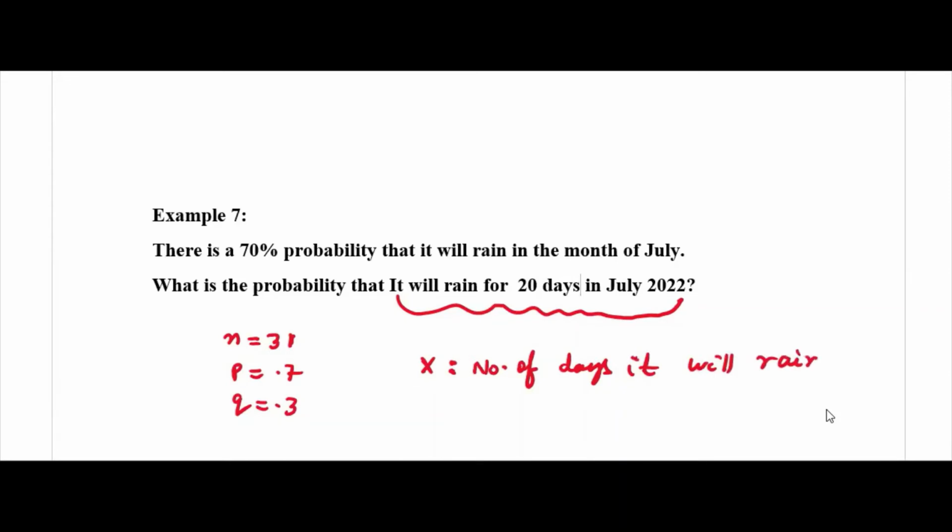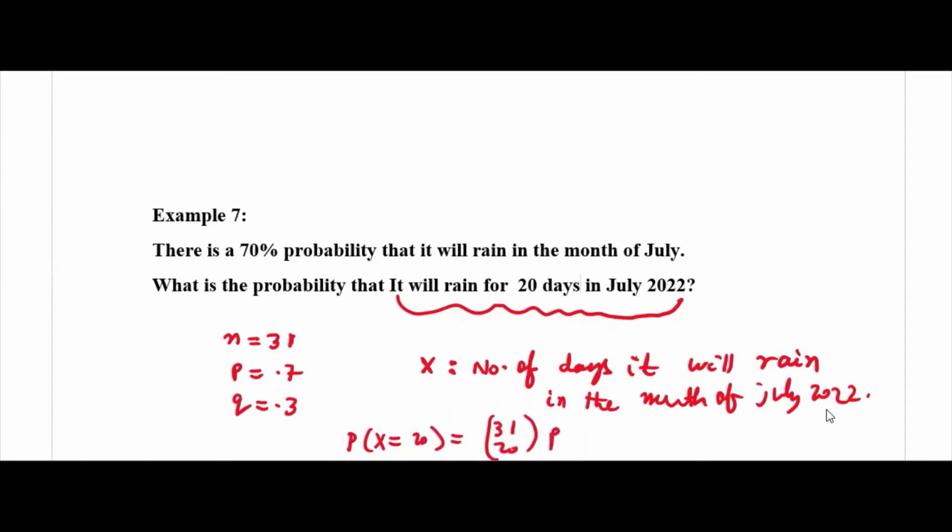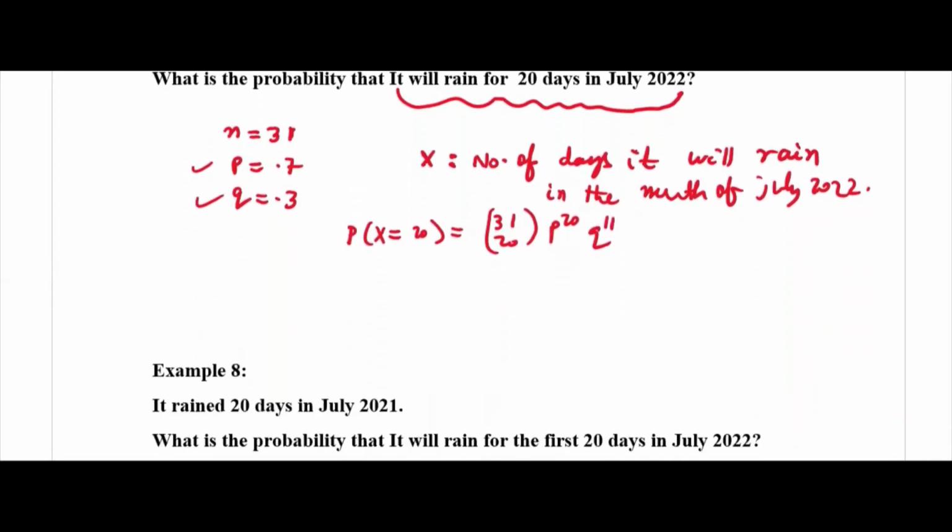If you want to write everything in the month of July, now you have to find the probability that X will be equal to 20, any 20. So out of 31 you need to select 20, then you write P^20 Q^11, and the p and q values you can put from here and find the probability. Okay, go to the next problem.